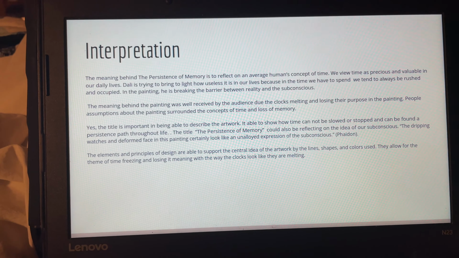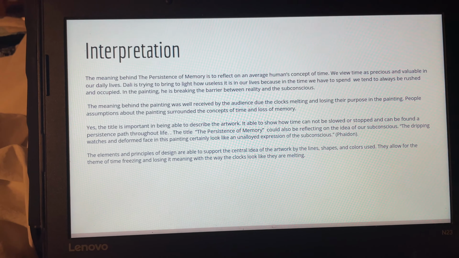Yes, the title is important in being able to describe the artwork. It is able to show how time cannot be slowed or stopped and can be found on a persistent path throughout life. The title, The Persistence of Memory, could also be reflecting on the idea of our subconscious. Quote, the dripping watches and deformed faces in this painting certainly look like an unalloyed expression of the subconscious.